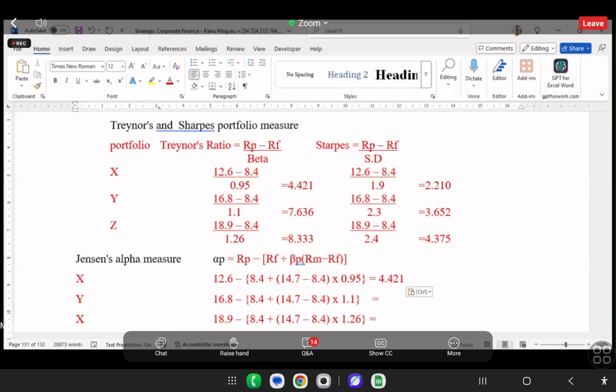Let me have them, please. The second one is how much?